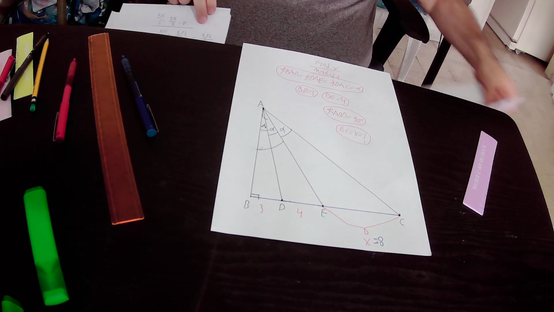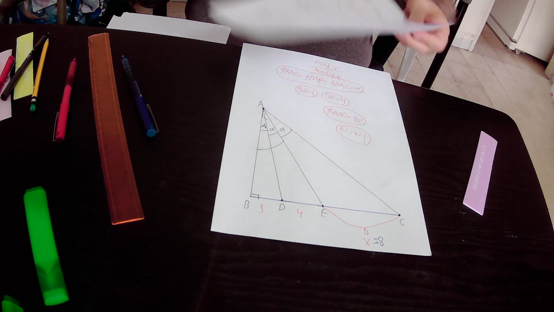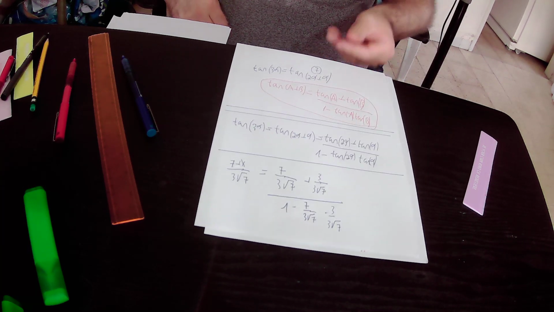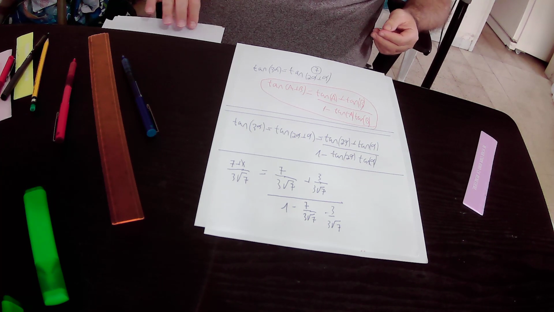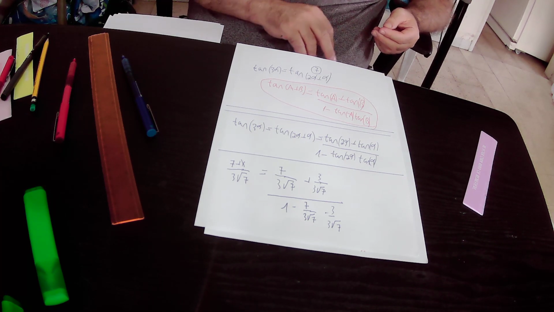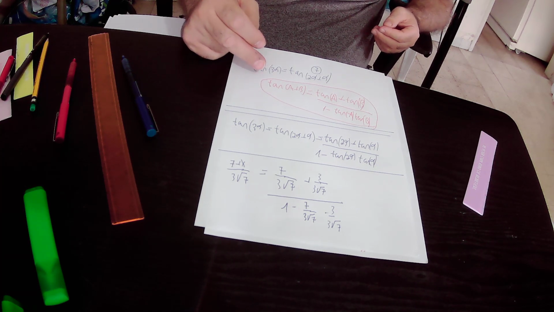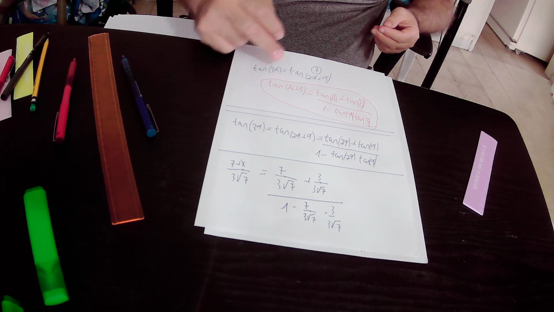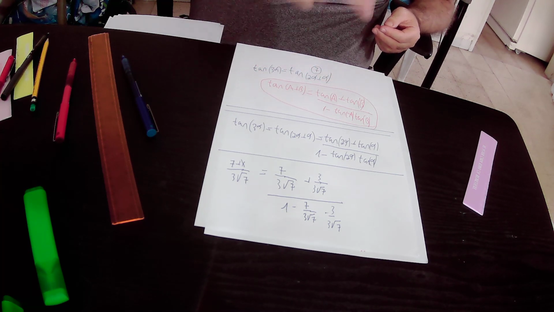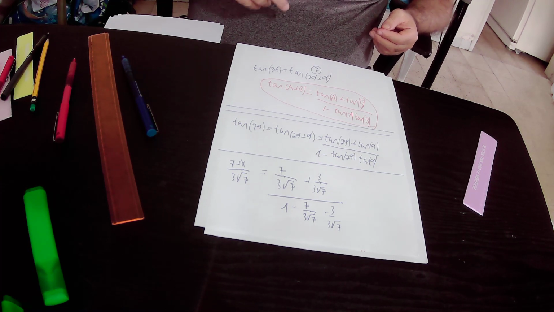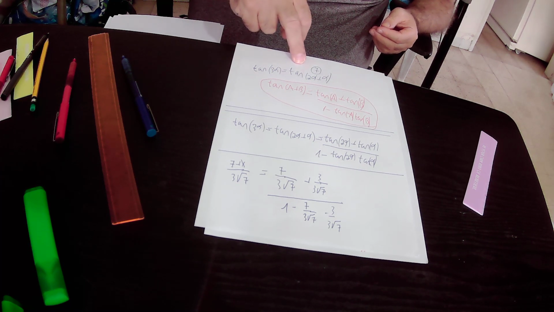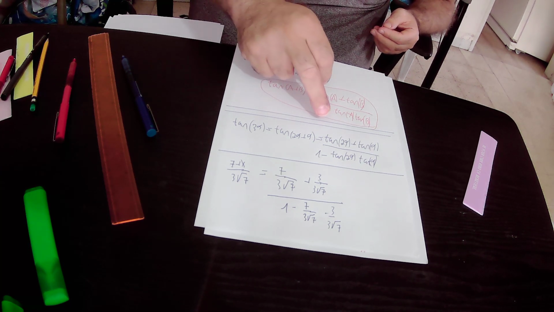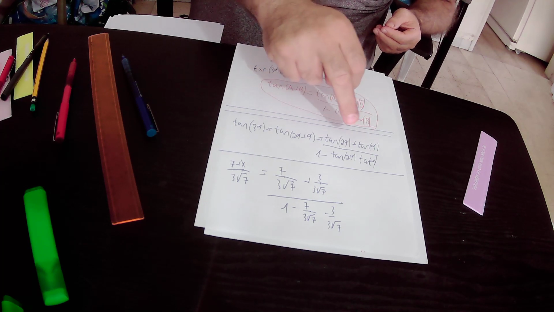And we also know that tangent 3 alpha equals tangent of 2 alpha plus alpha. In order to find the value of tangent of 2 alpha plus alpha, I presented to you a new trigonometric identity that states that tangent of A plus B equals tangent A plus tangent B over 1 minus tangent A times tangent B. According to this identity, tangent of 2 alpha plus alpha will be equal to tangent 2 alpha plus tangent alpha over 1 minus tangent 2 alpha times tangent alpha.